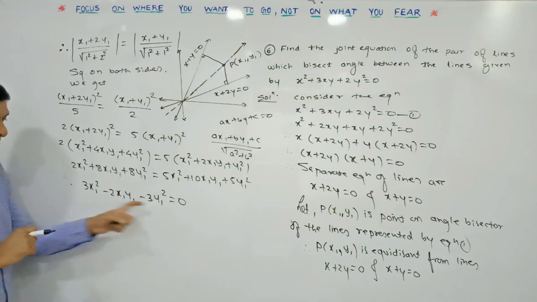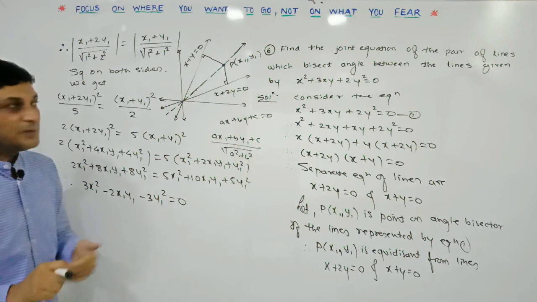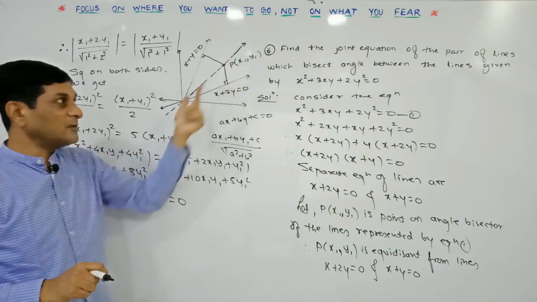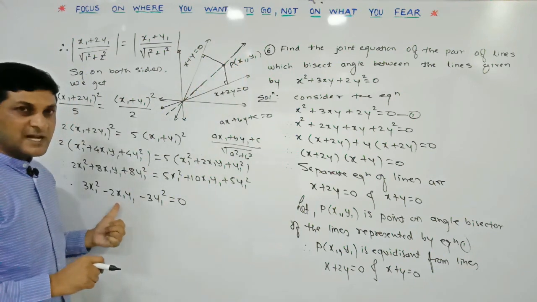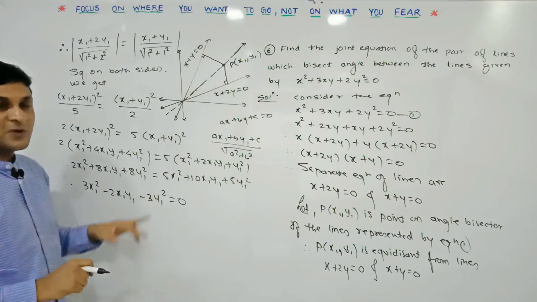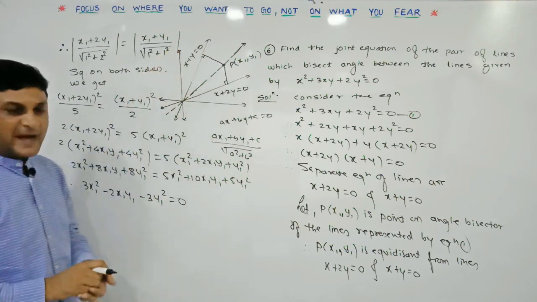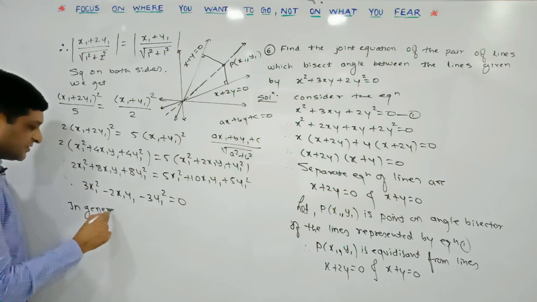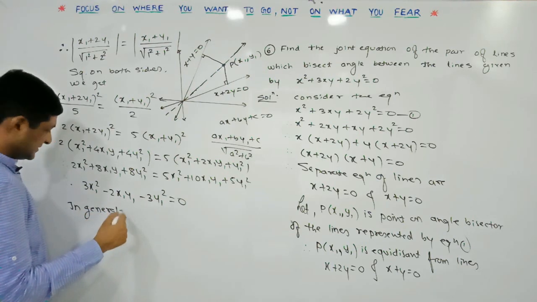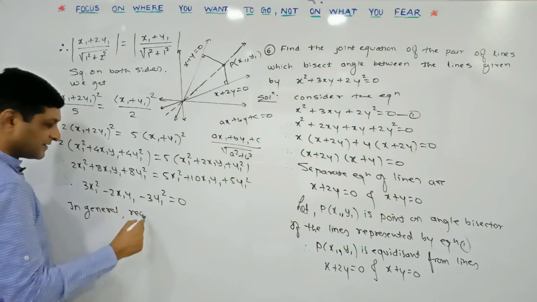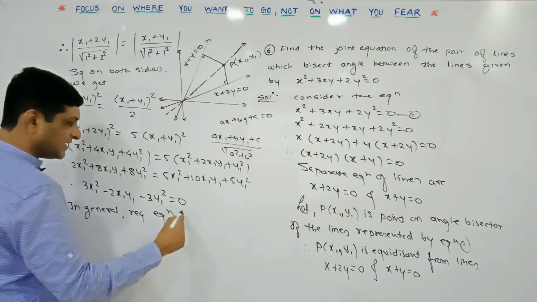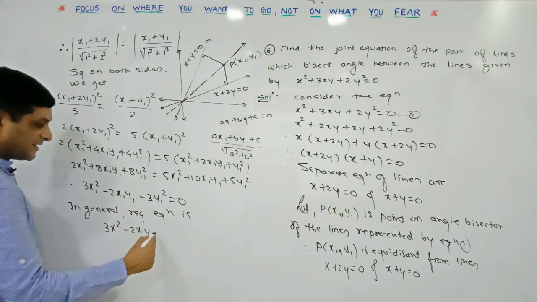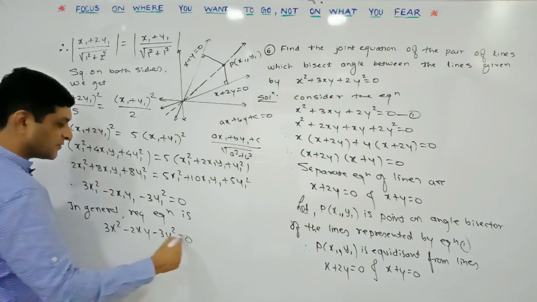Why? Because this is an equation in terms of x1 and y1, and (x1, y1) is the point on the angle bisector, and since the coordinates of this point satisfy this equation, that's why we can say that this is the equation of the angle bisector. So in general, the required equation is 3x square minus 2xy minus 3y square equal to 0.